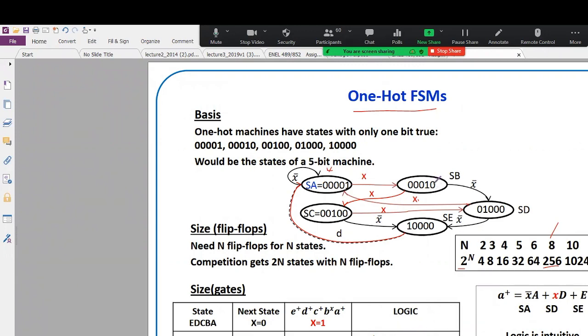For state B, there's only one way. State B only comes from state A. So B plus is just X and A. If X is true and you're in state A, your next state is B. So this logic is super simple. You can just write it out when you look at the state diagram. You don't have to figure out all the complex relationships. So the logic is intuitive, usually smaller gate-wise, and almost always faster. So that's one-hot state machines.